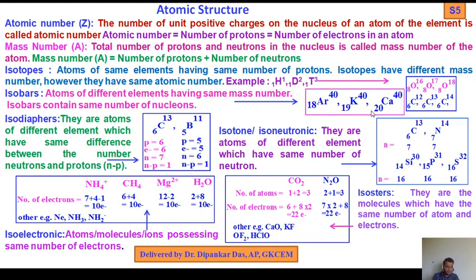Now come to isodiaphers. What are isodiaphers? They are atoms of different elements which have the same difference between the number of neutrons and protons. So different atoms having the same n minus p value.